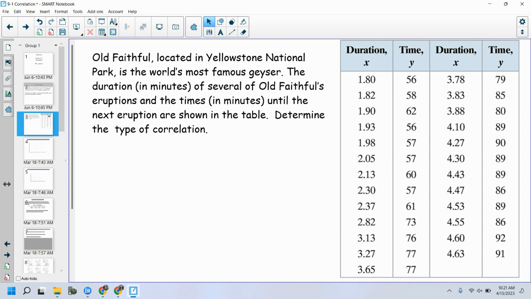Thinking about it logically, before I even look at the data, if the geyser goes off for a longer amount of time, what do you think is going to happen to the time until the next eruption? Probably longer, right? Because it releases much more pressure. Therefore, it's probably not going to erupt as soon as if it was just a short blast, where there's still pressure in there. It's probably not going to be as much time until the next eruption. So let's see if our prediction is correct.